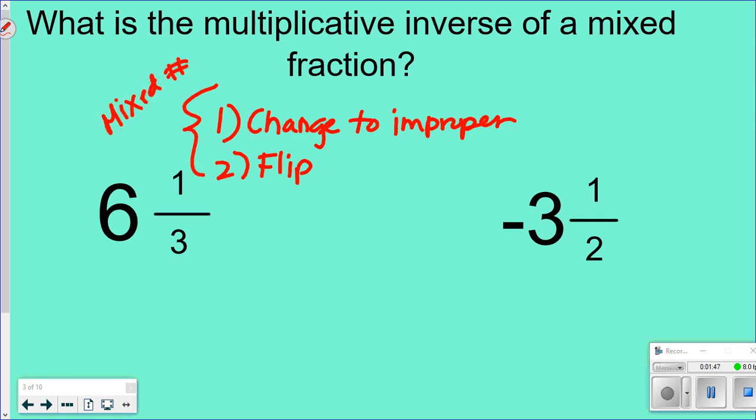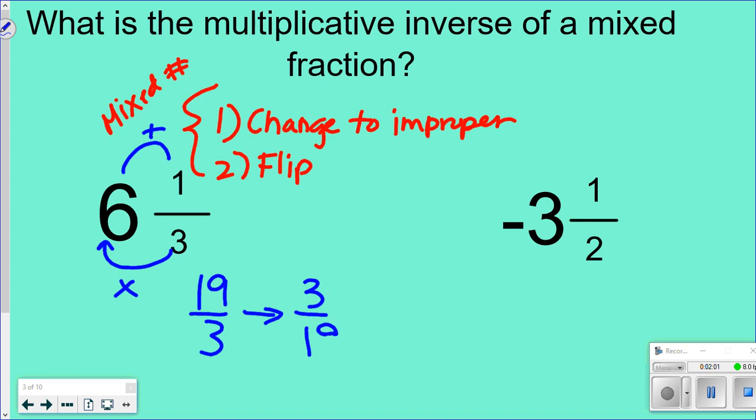All right, so if I look at this 6 1/3, let's just remember how to make an improper fraction again. 3 times 6 plus 1, so 19 over 3 would be my improper fraction. My reciprocal, or multiplicative inverse, would be 3 over 19. So the first thing you have to do, find the improper fraction, then you can go ahead and flip it.